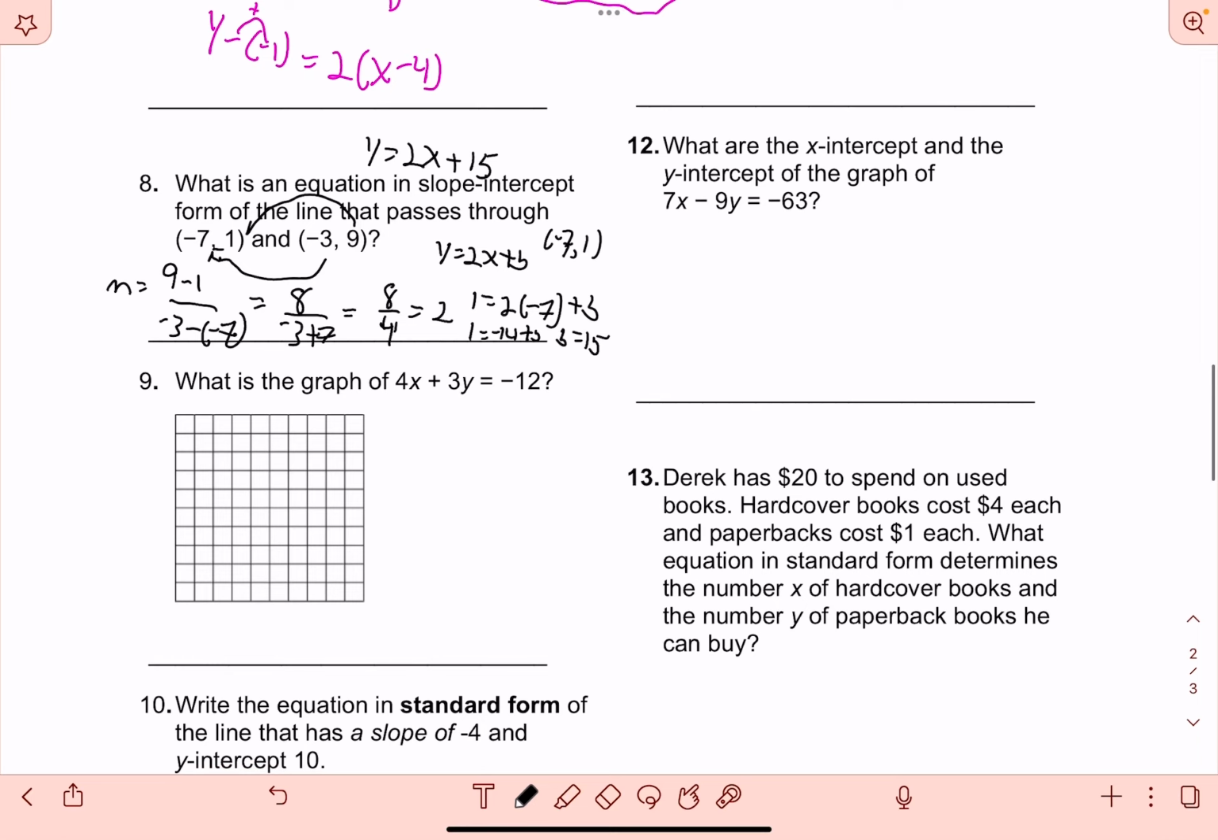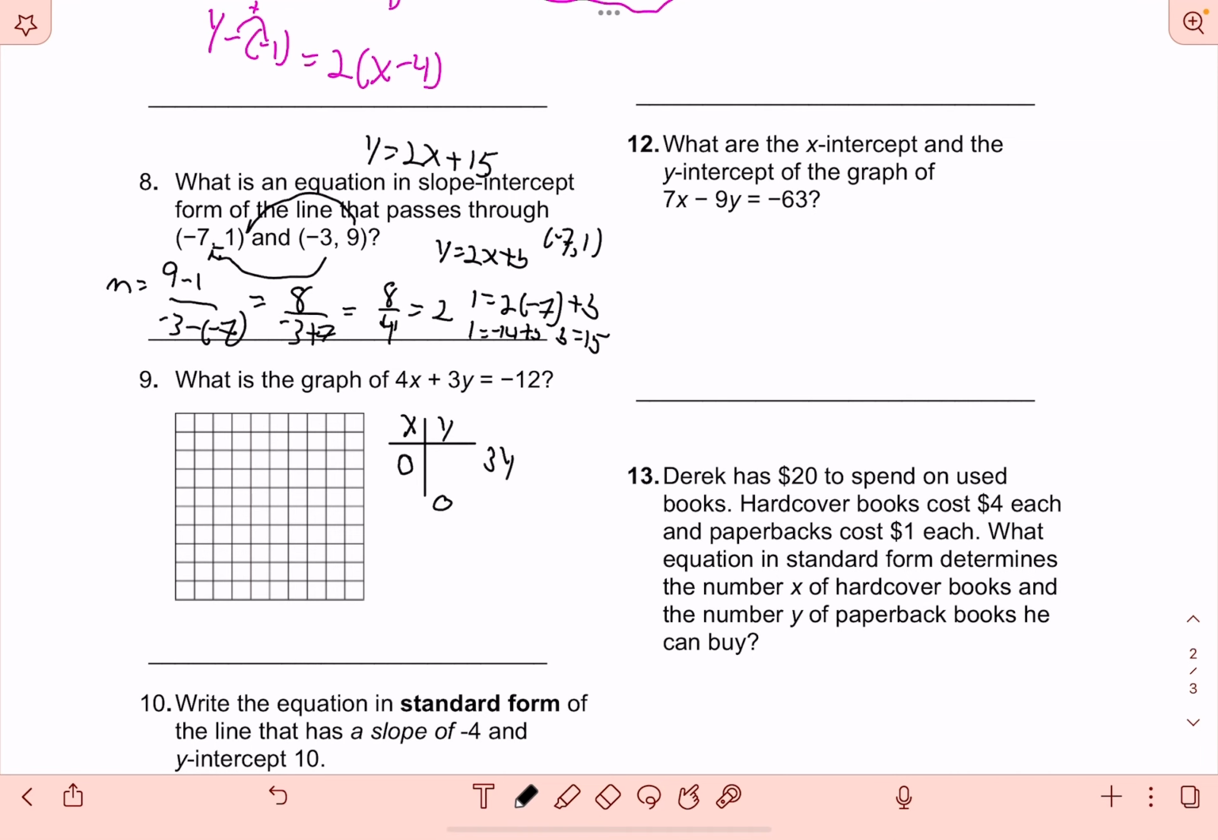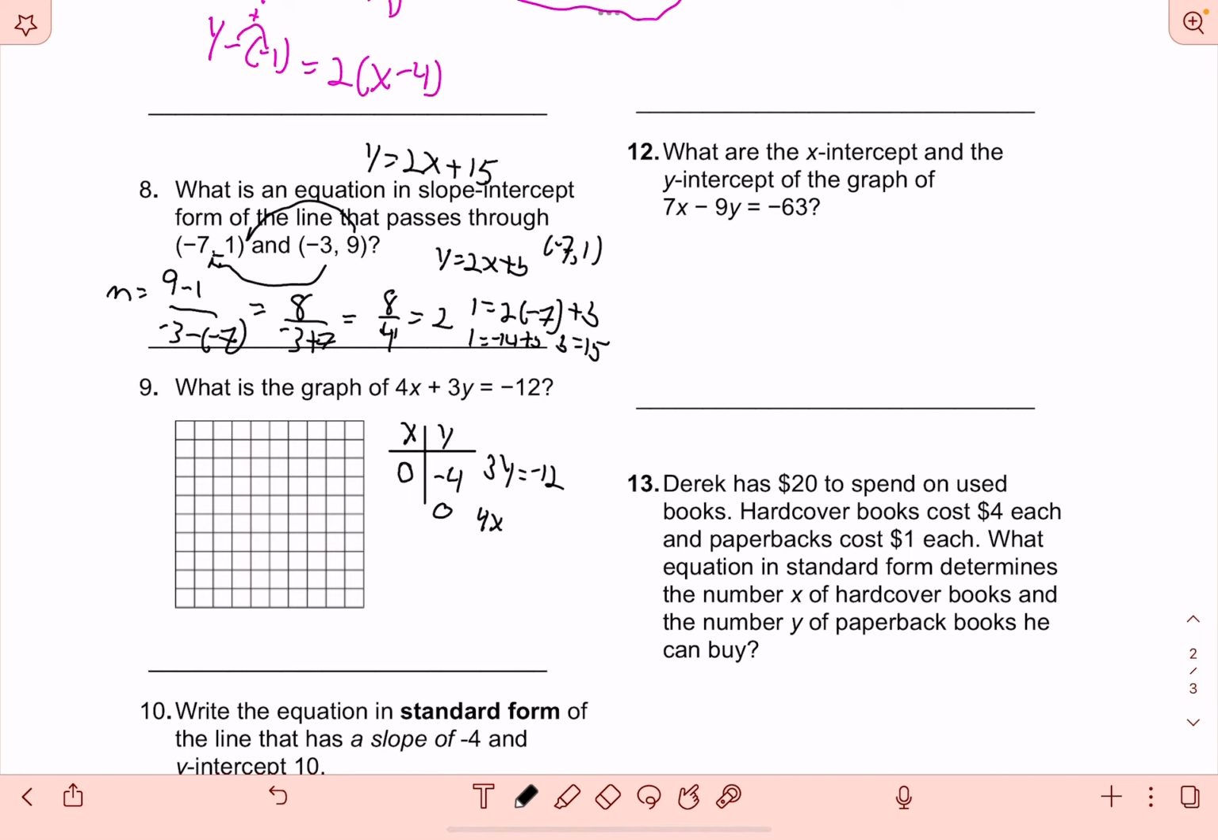Now on number 9, what is the graph of 4x plus 3y equals 12? What I would do is make a table. This is the cover method. You are free to choose any values of x and y. So I'm going to be smart and choose 0 for x and 0 for y, and that'll give us 2 points. So when x is 0, that leaves us with 3y equals 12. Y would be 4. When y is 0, you got 4x equals 12. X equals 3. Okay?